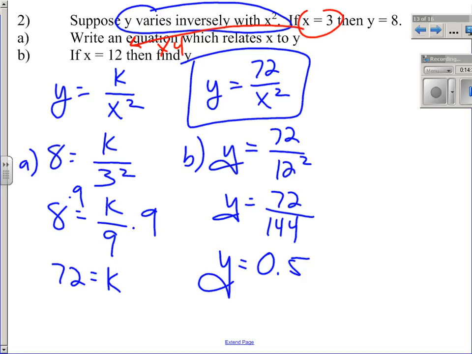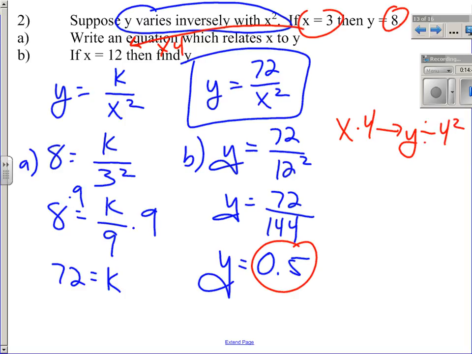So let's see what happened to our y value. Our y value started at 8 and ended up at 0.5. So let's see, x got multiplied by 4. That means that y should get divided by 4 squared, right? So our y should have gotten divided by 16. So 8 divided by 16 is, in fact, 0.5. Okay? So that's just another way of thinking about these problems.